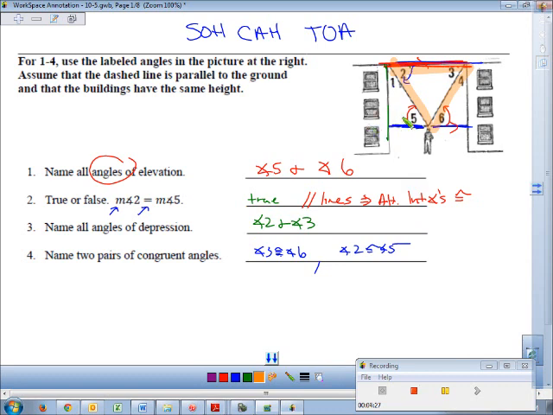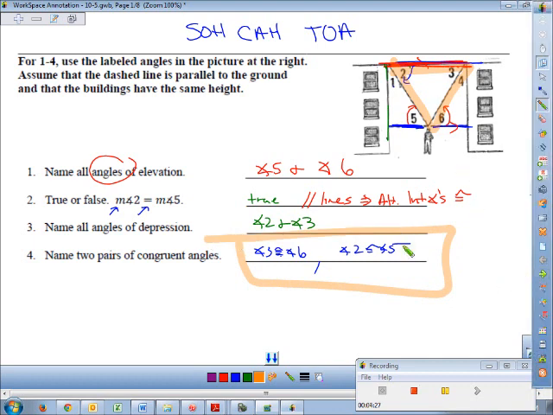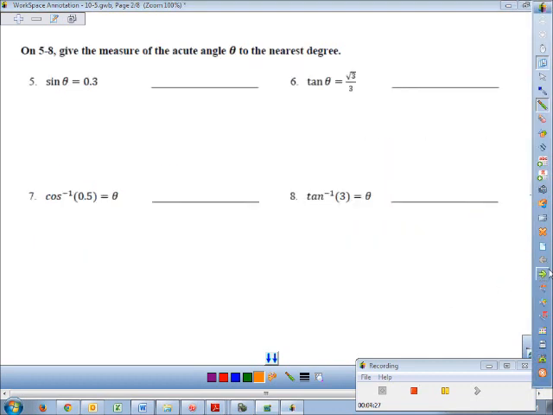Can we prove angle 5 congruent to angle 6 or angle 2 congruent to angle 3 or anything like that? This is all we've got. Cool? That's it. With more information, we can do more things. We don't have that information.